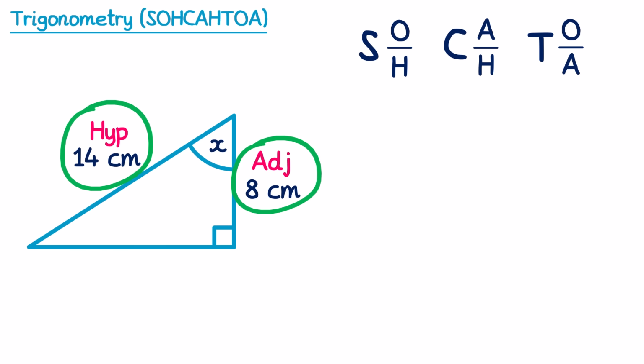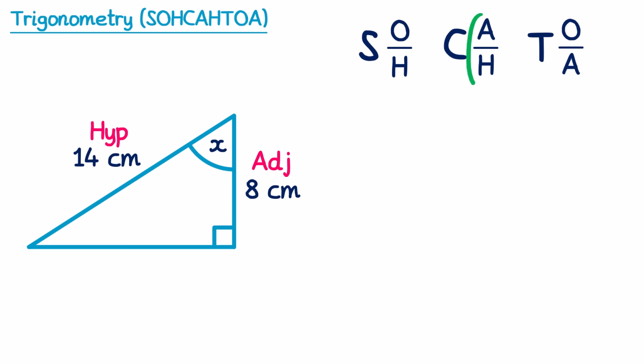So that's the one we don't need in this question. We need the one with the adjacent and the hypotenuse, and that one is cos. So we write out the cos ratio: cos theta is the adjacent over the hypotenuse. Then we substitute in what we know.